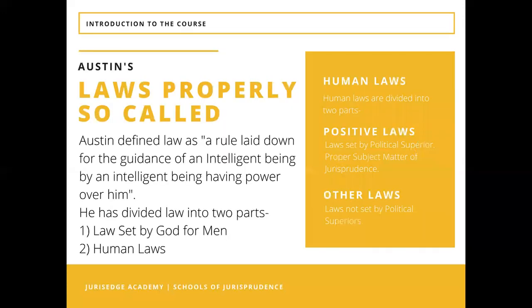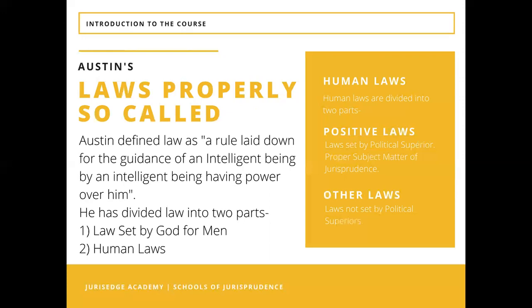Now we'll be going into the definitions of laws properly so called and laws improperly so called. Laws properly so called, as I have told you, are the commands of the sovereign. Austin also defined law as a thing or rule laid down for the guidance of an intelligent being by an intelligent being having power over him. Law is a tool that an intelligent being uses to hold power over another intelligent being. That's how Austin defines the law.